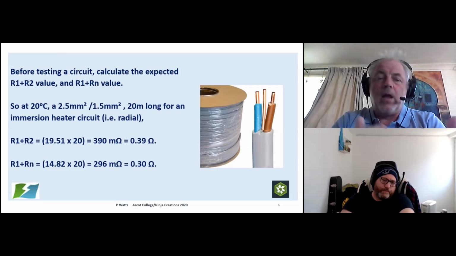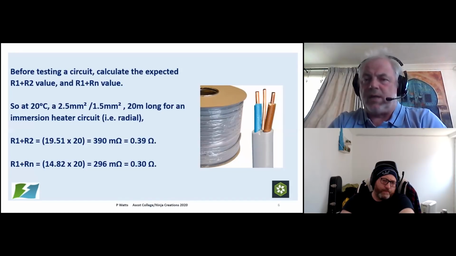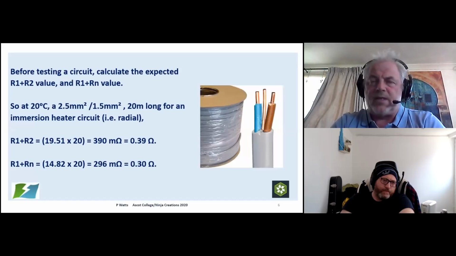For R1, Rn, because we've got larger conductors, the neutral is the same size as the live conductor, so we've got a 2.5 with a 2.5. So we can still use the same tables, but although it says R1, R2 there, we can ignore that and say, okay, we go with a 2.5 with a 2.5. That's our R1, Rn. We do the same calculation.